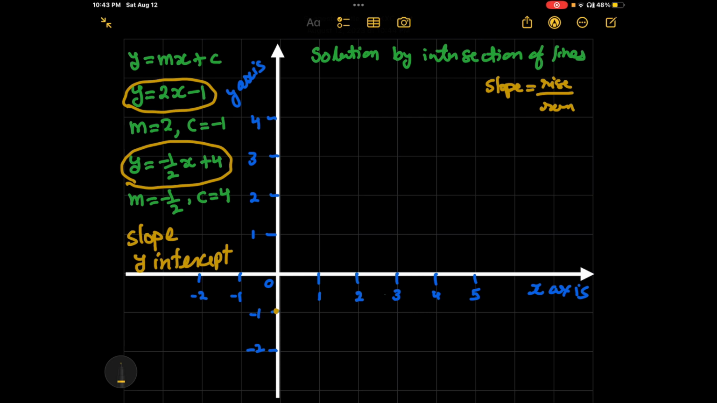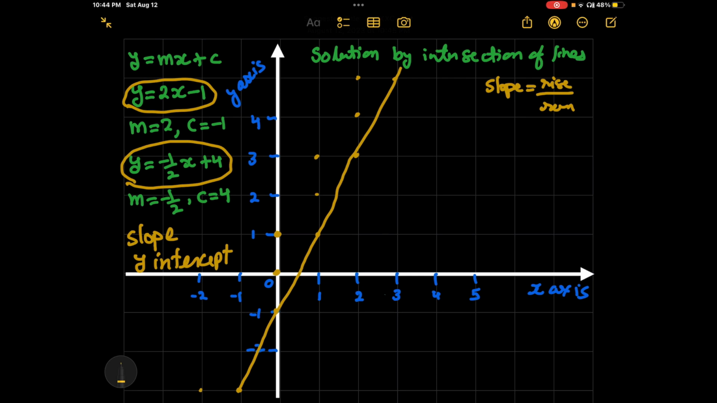So 2 rise, 1, 2, and then 1 run here. It has to pass through this point. Again, 2 rise, 1, 2, and 1 run. Again, 2 rise and 1 run. So these are the points through which this line has to pass. If I connect them, the line goes like this. So that's the first line.